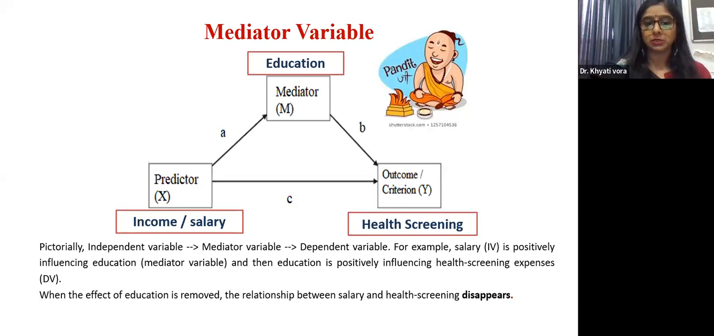Now if we remove education, people with a lot of income but zero education will not spend or will not understand the importance of health screening. Do you all agree to this? Again, I'm repeating. Say for example, Mr. X is earning a very good amount of money. His income is very good, but he has no knowledge, no education. Now, this person is not aware of the importance of spending on health screening on a regular basis. Will there be expenditure on health screening? No. But if that person gets an education about the importance of health screening, then there is a positively good relation between the income of an individual and the expenditure on health screening.